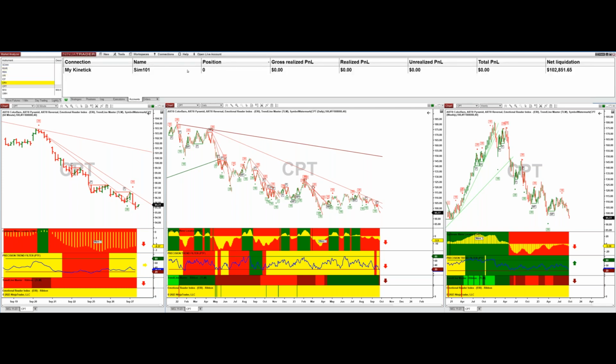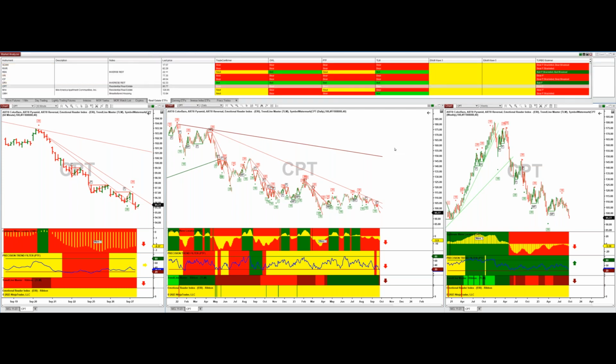So I'm up here, go to connections. Can you not connect into your data provider? It will not let you connect. All right, so go to configure and look up your TD Ameritrade situation. Make sure your username and password are correct.